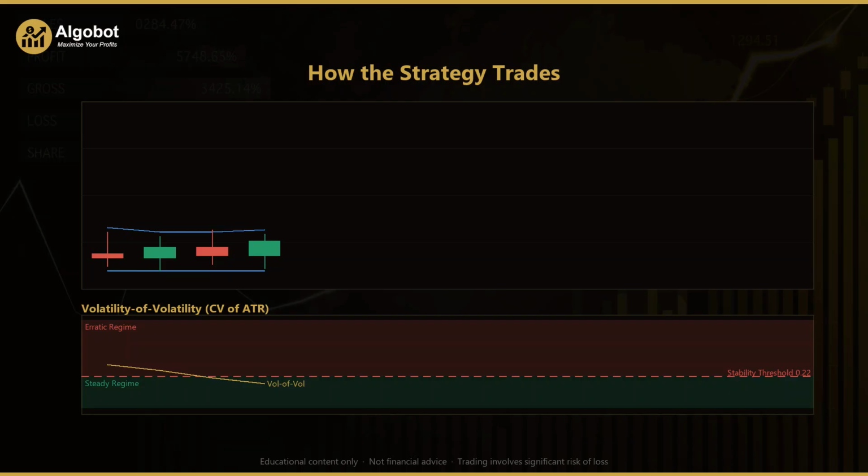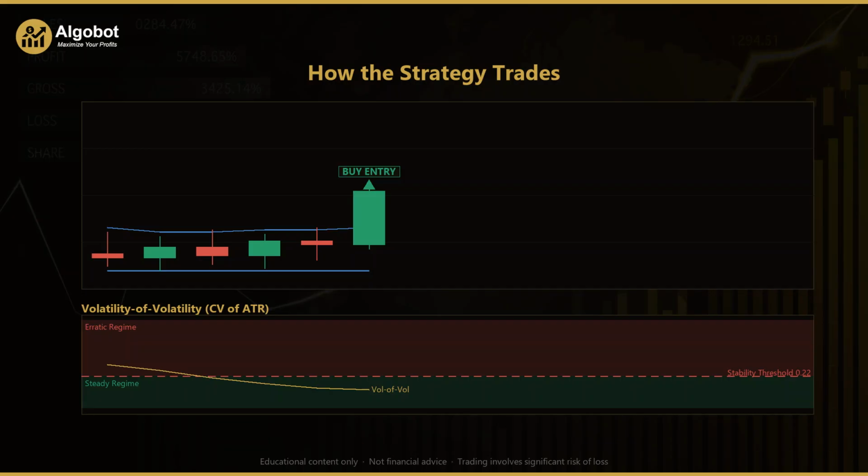Watch how the two work together. Look at the first few candles on the left. Price is chopping back and forth inside the channel, and notice where the volatility-of-volatility sits, up above the threshold in the red erratic zone. During this stretch, the true range is jumping around from bar to bar, so even though price is bouncing near the edges of the channel, the regime gate keeps the strategy on the sidelines. This is the heart of the idea. Not every breakout deserves to be taken.